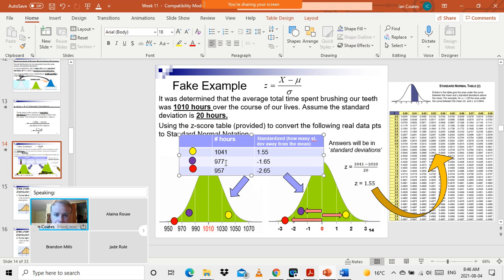And if you do the same thing for this data point, the purple one, 977, it would be 977 minus 1,010, which is 33, divided by 20, and you will see there that you're going to get a negative number, and that's going to be around negative 1.5. I don't have my calculator here, which is very odd.